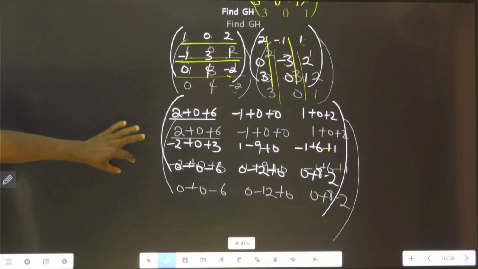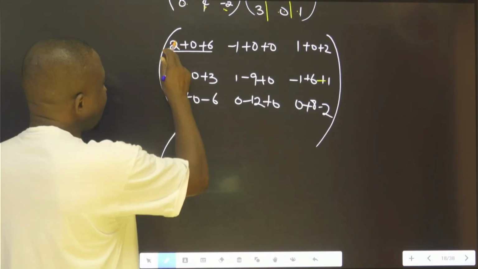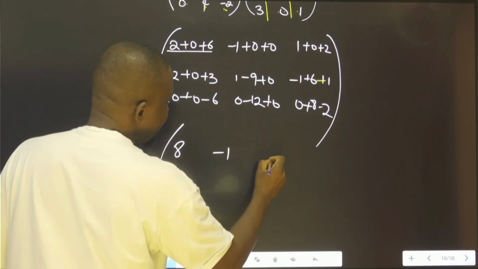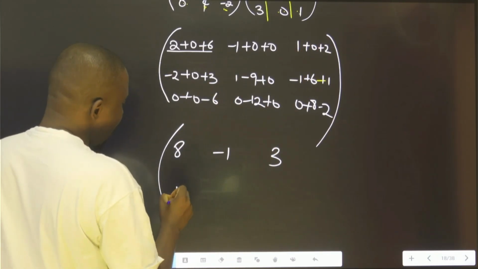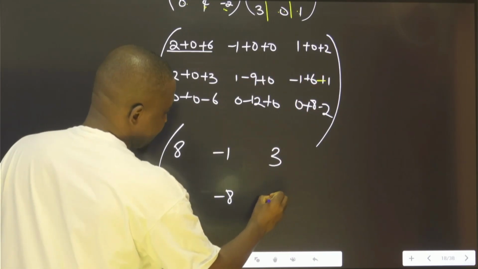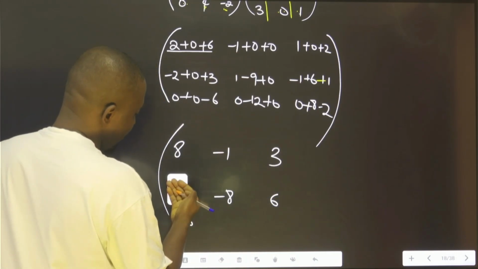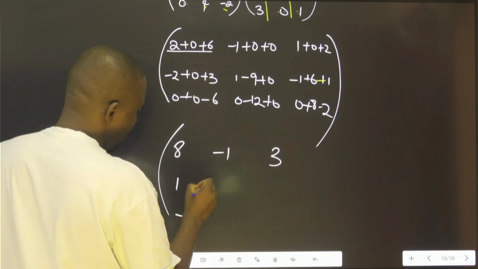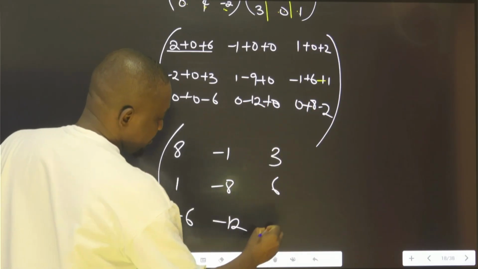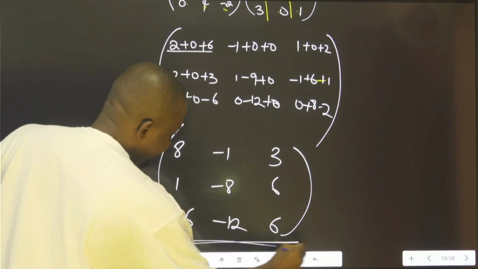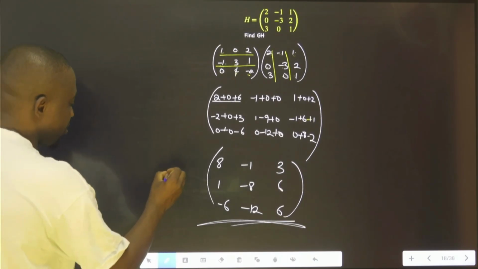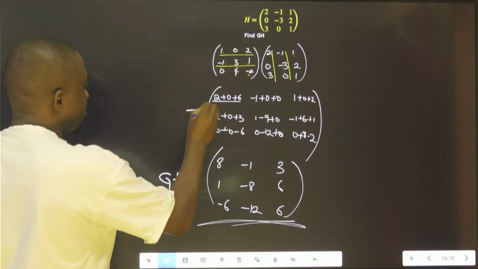Now we can work this out to have, here is 8. Here is minus 1. Here is 3. Here is 1. Here is minus 8. Here is 6. Here is minus 6. Let me take this one up. 1, minus 8, 6. This is minus 12, while this is 6. So this is the final answer for GH.